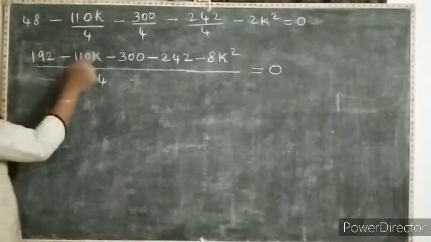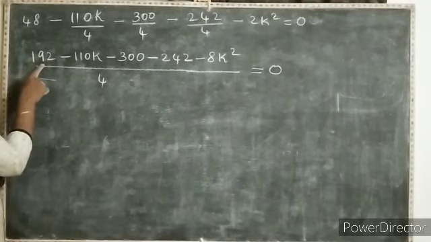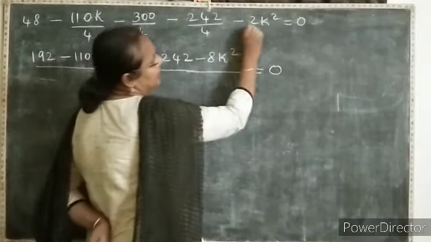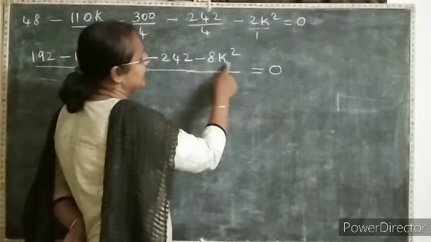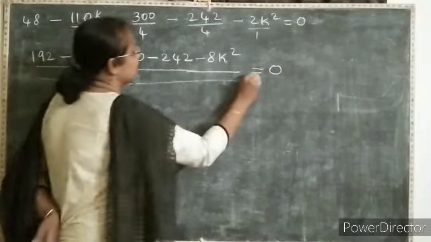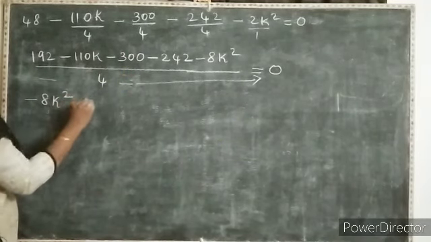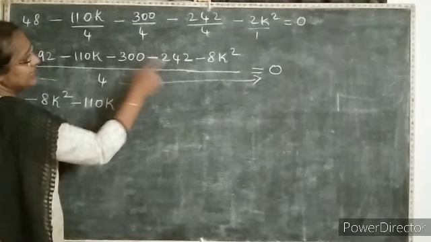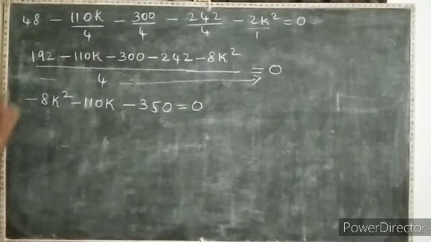Okay. So now simplify, take LCM 4. So 48 into 4 will give you 192 minus 110K minus 300 minus 242. Again we don't have any number, only 1 is here, so it has to be multiplied by 4. We will get minus 8K squared equal to 0. Now take this 4 to that side. So you will get what? Minus 8K squared minus 110K. Now 192 minus 300 minus 242 will give you minus 350 equal to 0. You can check this by adding and subtracting. You have to simplify and see.